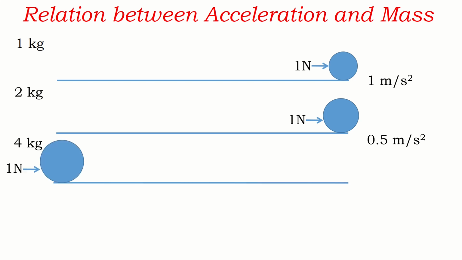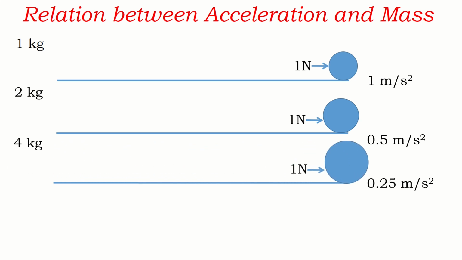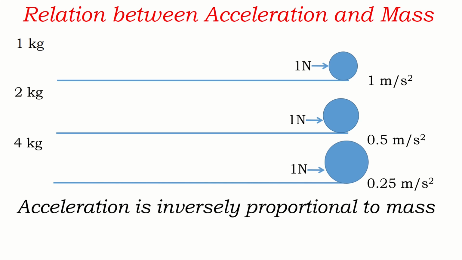It is decreased. If 4 kilogram mass is taken and the same 1 Newton force is applied, then acceleration will be less than the previous. I am showing it by very slow motion of this 4 kilogram mass. Its acceleration will be 0.25 meter per second square. What is the conclusion of this experiment? When the mass of the body is more, acceleration will be less. It means they are inversely proportional to each other. That's why we can say that acceleration is inversely proportional to mass.